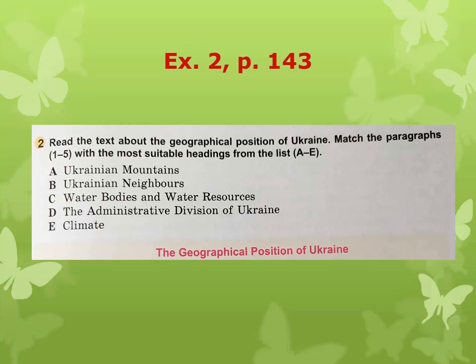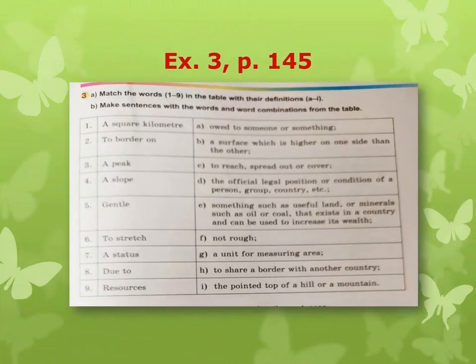A. Ukrainian mountains. B. Ukrainian neighbors. C. Water bodies and water resources. D. The administrative division of Ukraine. E. Climate. Thank you. Now exercise 3 on page 145. Match the words in the table with their definitions.